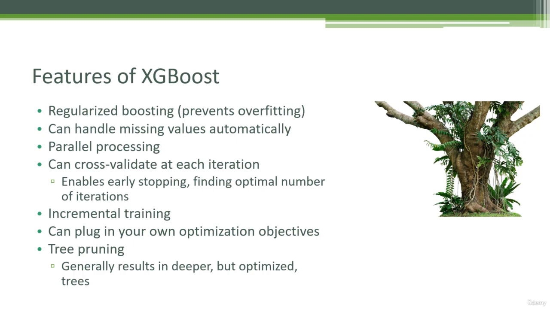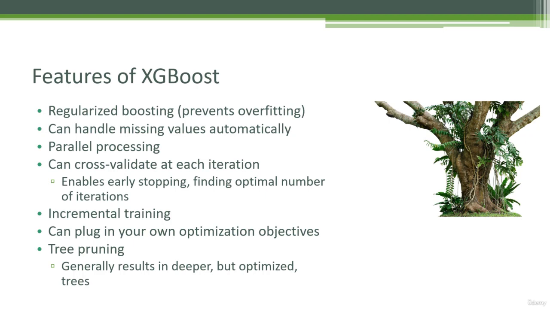Another nice feature is that you can do cross-validation at each iteration. We haven't talked about cross-validation too much yet, but the idea is that you can evaluate the performance of XGBoost at each step of its training. And that allows you to say, well, I'm not really seeing much more benefit from further iteration, so I'm going to go ahead and stop early. Or I can actually find the optimal number of iterations as I'm training it. So I can monitor the accuracy of my model as it iterates and figure out when I should stop it and find that optimal point pretty easily.